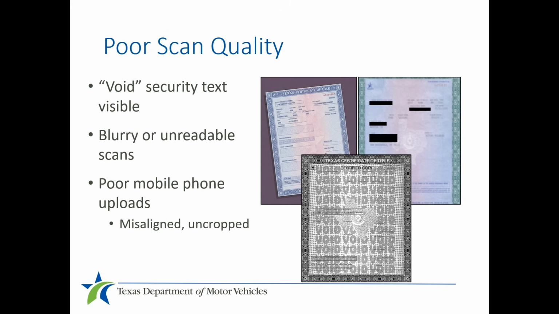When it comes to scan quality, the rule is simple. If a document is hard to read, it cannot be approved. Documents must be clear, legible, and easy to review. Dark images, blurry text, cut off information, crooked scans, or the void security text showing through can all result in transactions being sent back. Let's go over some best practices that can help make sure your images come through clearly.